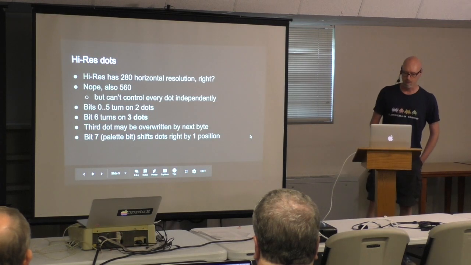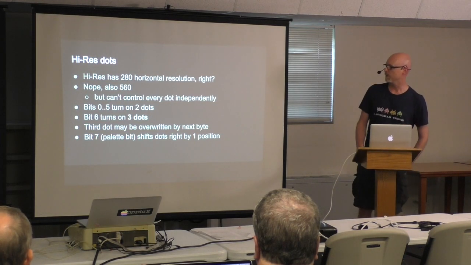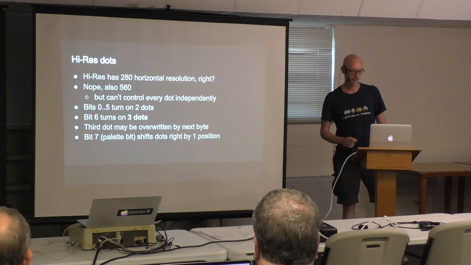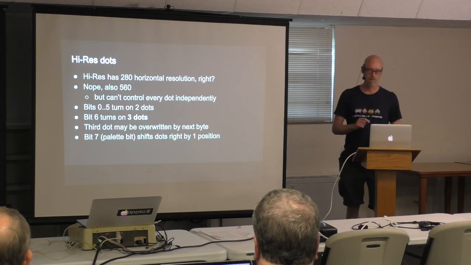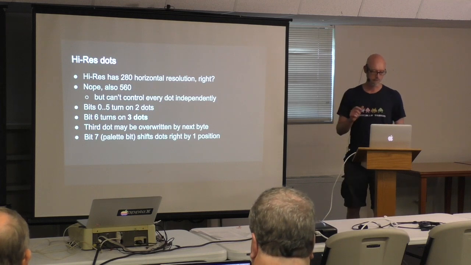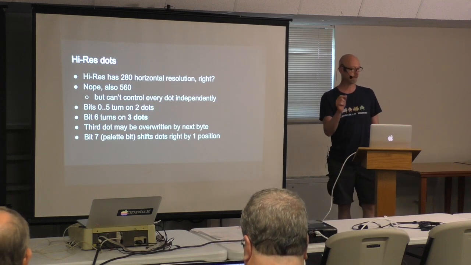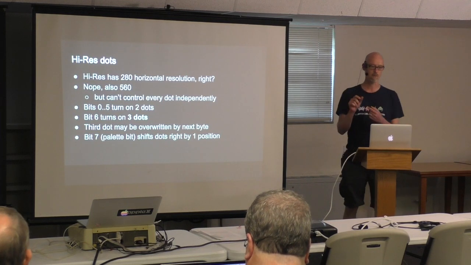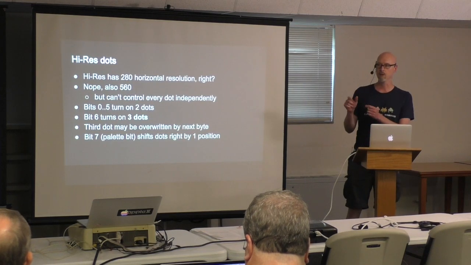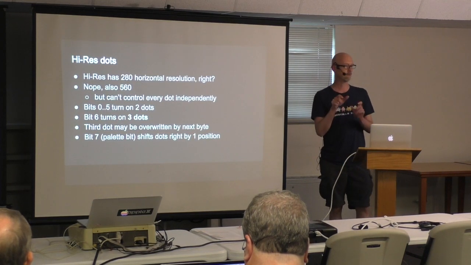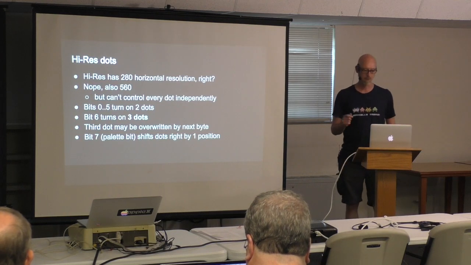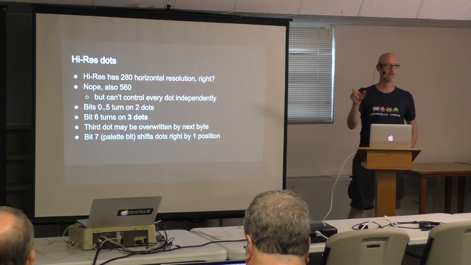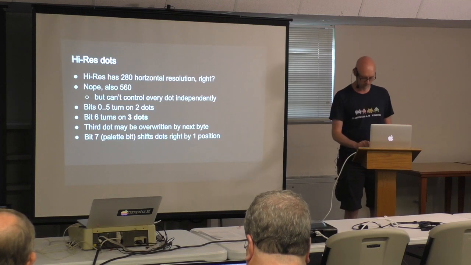Okay, so high-res. High-res also has 560 dot resolution, but the catch is you can't turn on every dot independently. Bits 0 through 5 in every memory address turn on 2 dots, and bit 6 actually turns on 3 dots. But that third dot might be overwritten by the next byte. It's sort of stamped over the top. I'll have a picture next slide. And then bit 7 has the effect of shifting all of the dots from that byte right by 1 position.